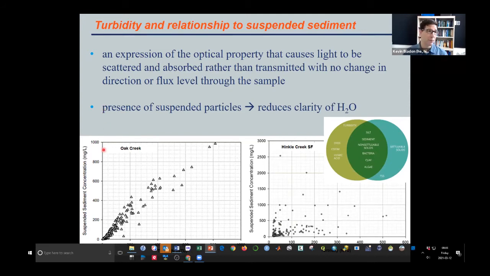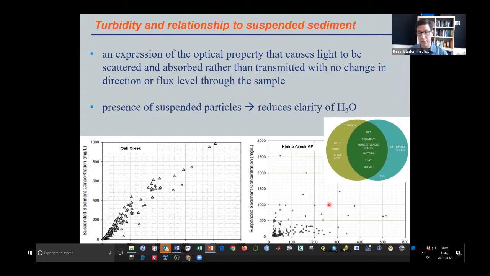suspended sediment. So here in this example, at the bottom, this is Oak Creek, and on the x-axis is turbidity, the y-axis is suspended sediment concentration, and certainly we have a really nice relationship there. And so we could infer one from the other, but over here in this Hinkle Creek example, this is much more of a shotgun blast, right? There's not a really strong, tight, linear relationship between turbidity and sediment. There are other particles that may be in the water, things like dissolved organic matter, humic acids coming out of the soils that are contributing to either an increase or decrease in turbidity.